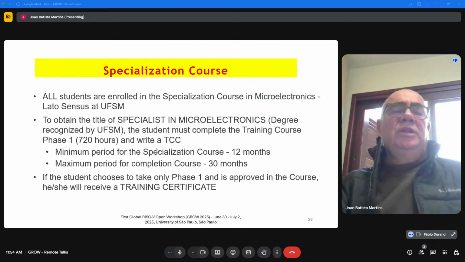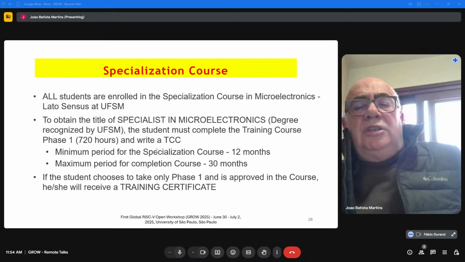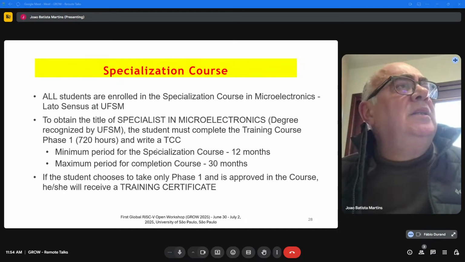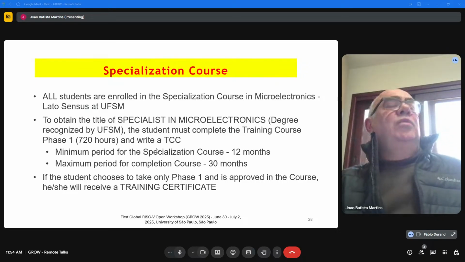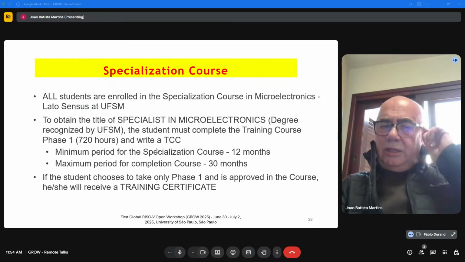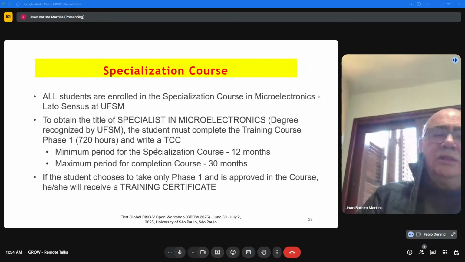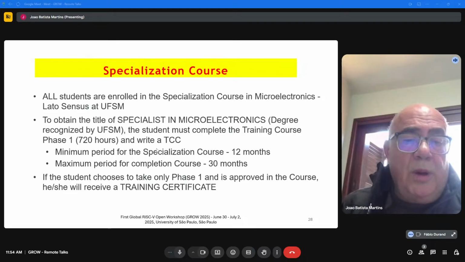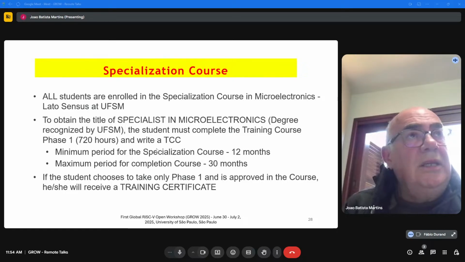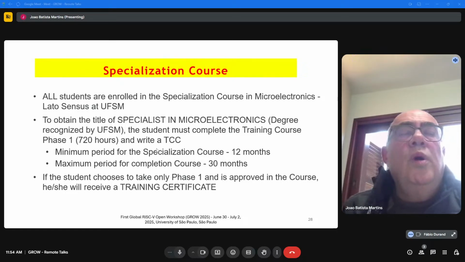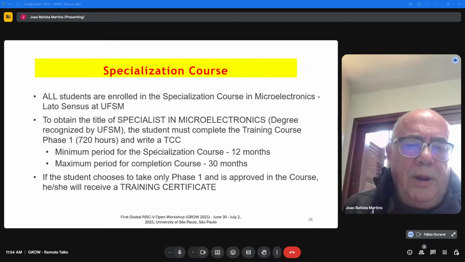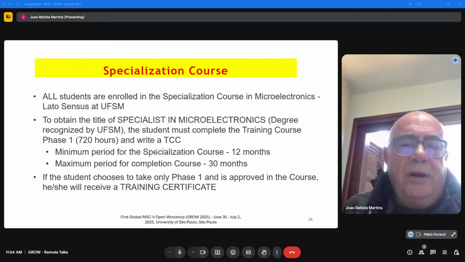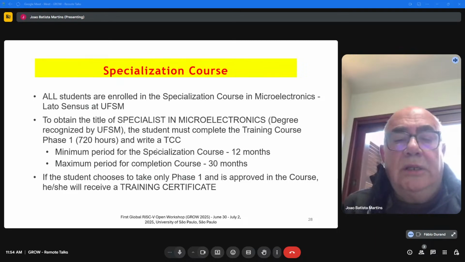Specialization course: all students are enrolled in the specialization course in microelectronics at the UFSM, recognized by the Ministry of Education in Brazil. To obtain the title of specialist in microelectronics, the student must complete the training course, phase 1, and the TCC, the course completion work. Minimum period for the specialization course is 12 months, maximum period for completion is 30 months.